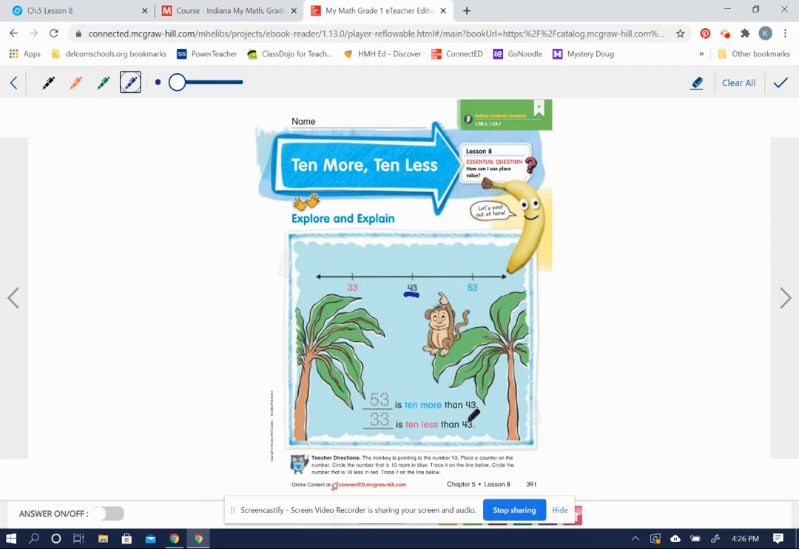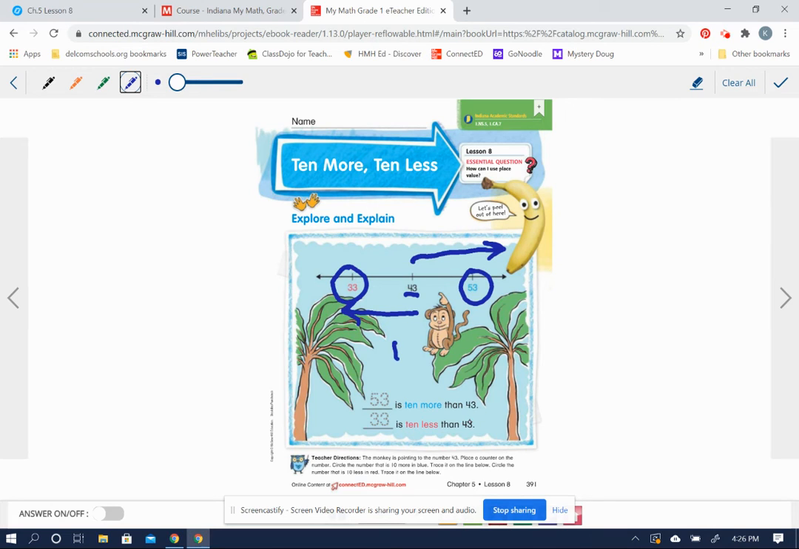So as I said, if we move this direction on the number line, then the numbers get bigger. Okay, so 10 more than 43 would be 53. And when you move this direction, the numbers get smaller. And so 10 less than 43 would be 33. Keeping in mind that the ones didn't change, okay, because we're only moving up or down 10.